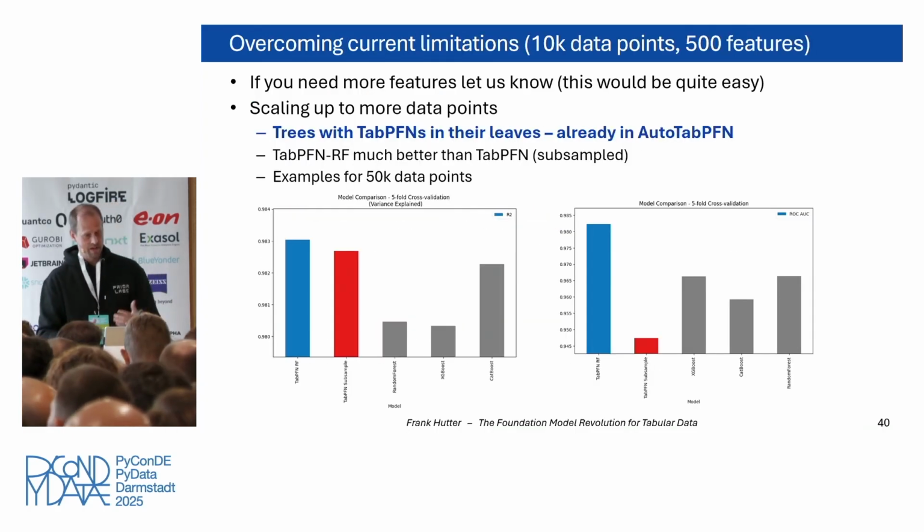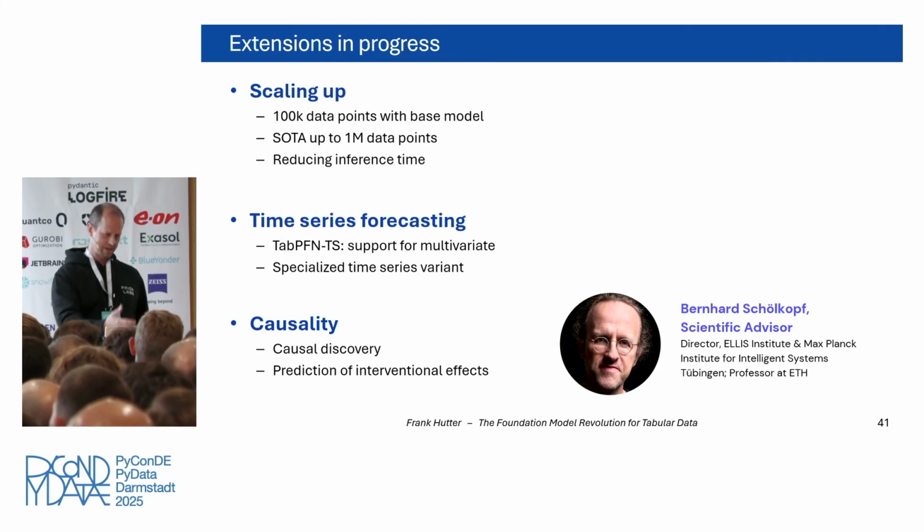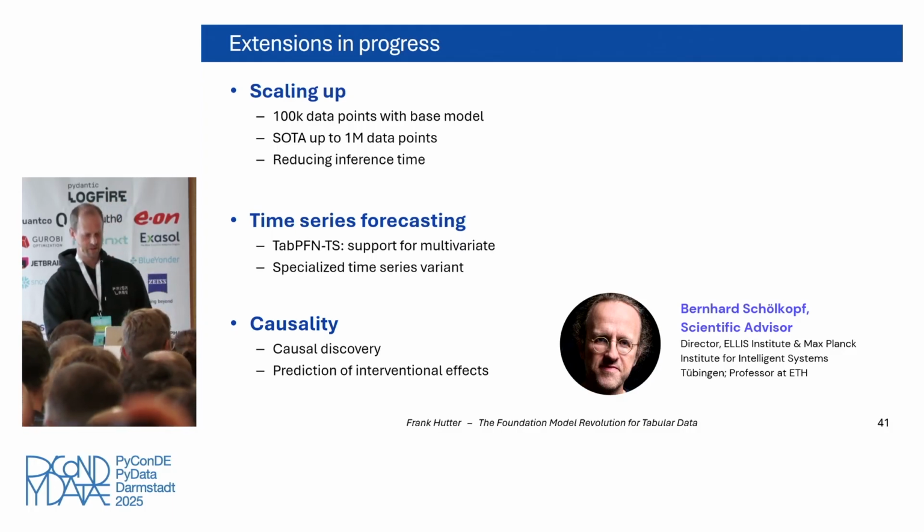We're also overcoming our current limitations. If you have more than 10,000 data points, again, AutoTabPFN has something that has trees with TabPFNs in their leaves. I would rather use that than downsample the data. And we have some extensions in progress, scaling up time series forecasting, doubling down on that, and actually really focusing on causality with sort of the best person in the world in causality, Bernhard Schölkopf.